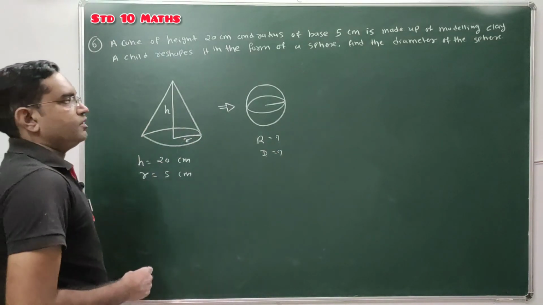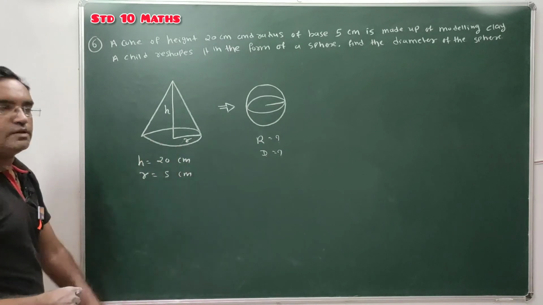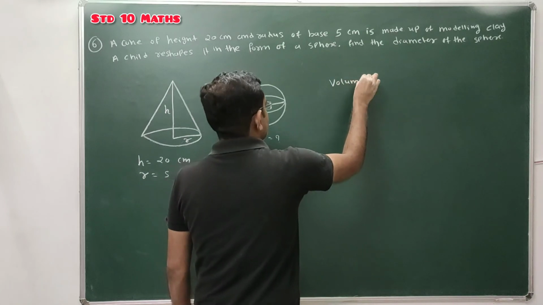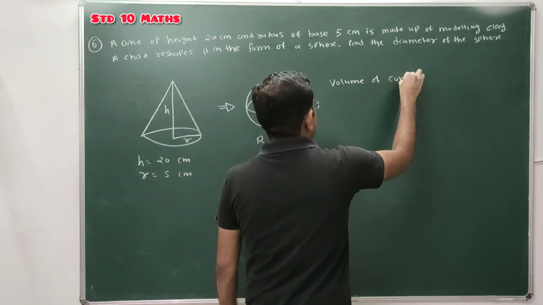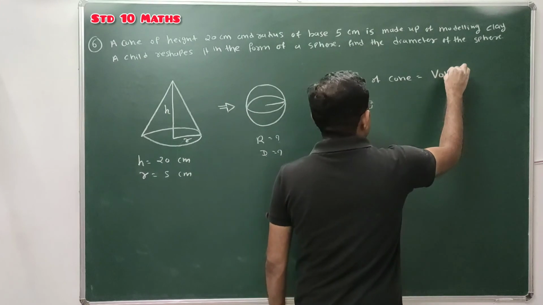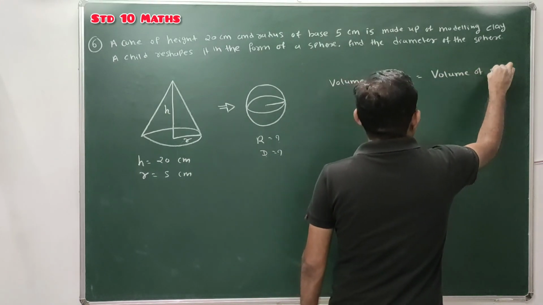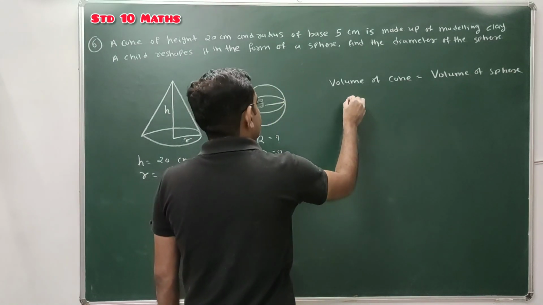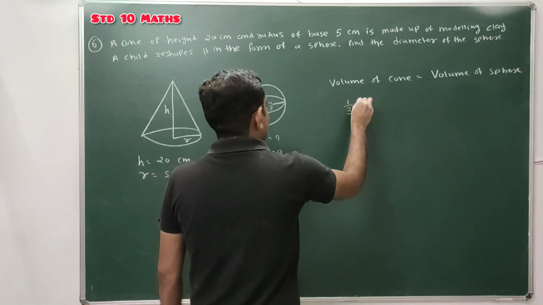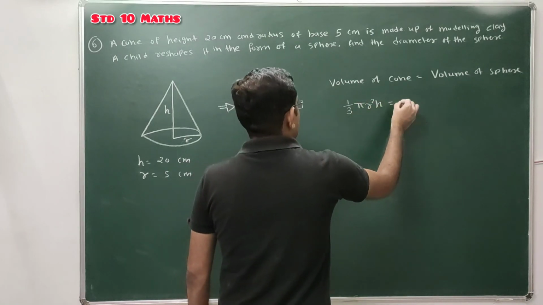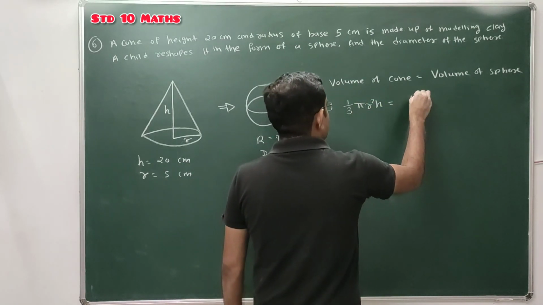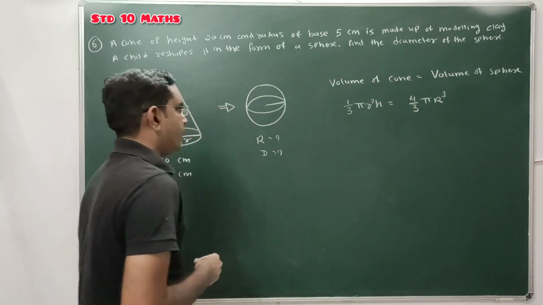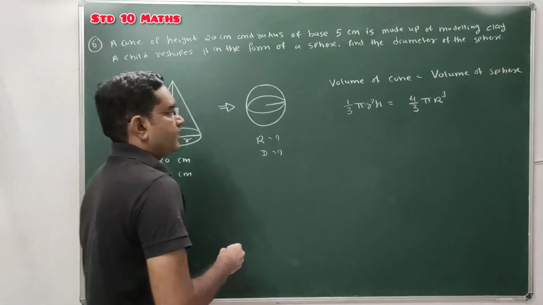Cone is reshaped into the sphere. Conversion of volume is there. So volume of cone, what we can write? Volume of cone is equal to volume of sphere. Volume of right circular cone is 1 by 3 pi r square h and volume of sphere is 4 by 3 pi capital R cube. Put the values and simplify it.